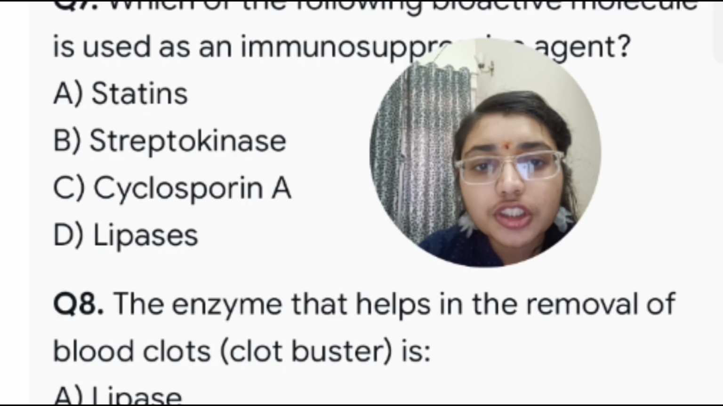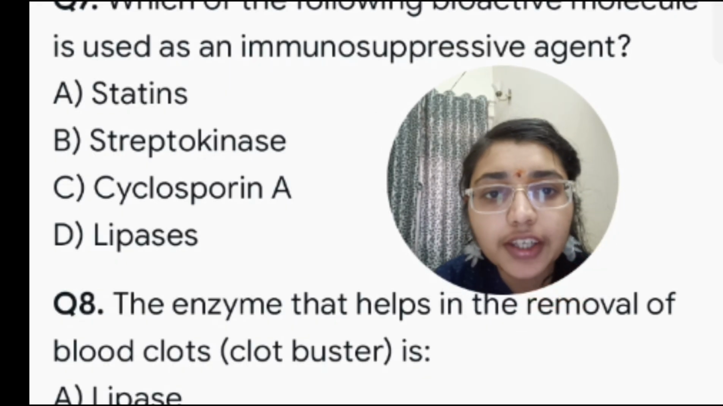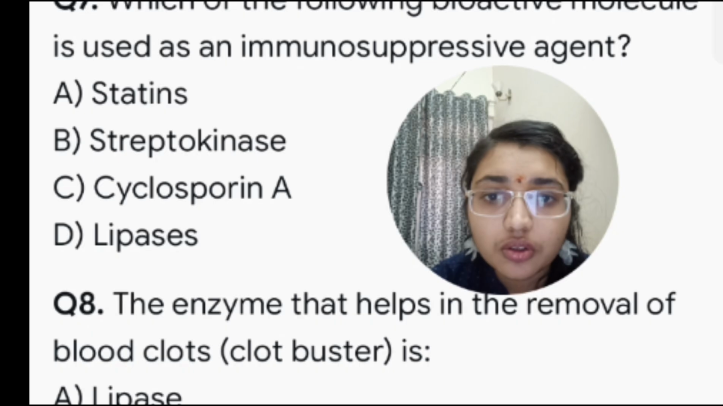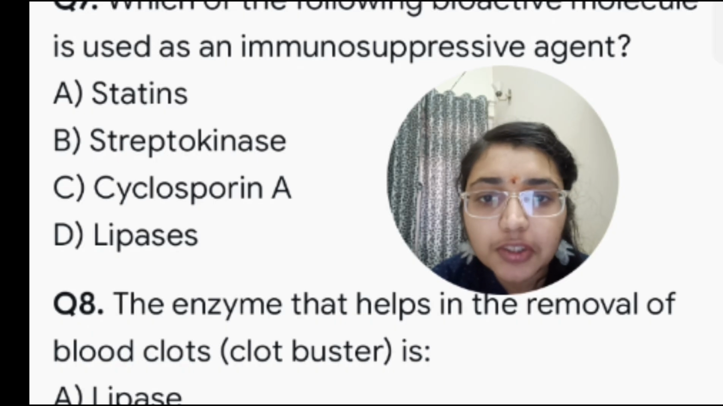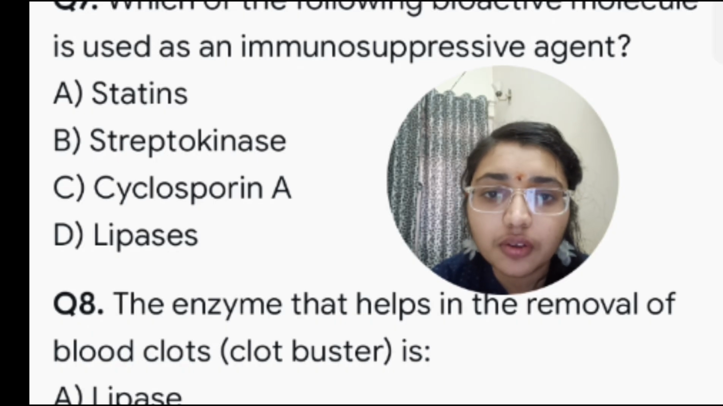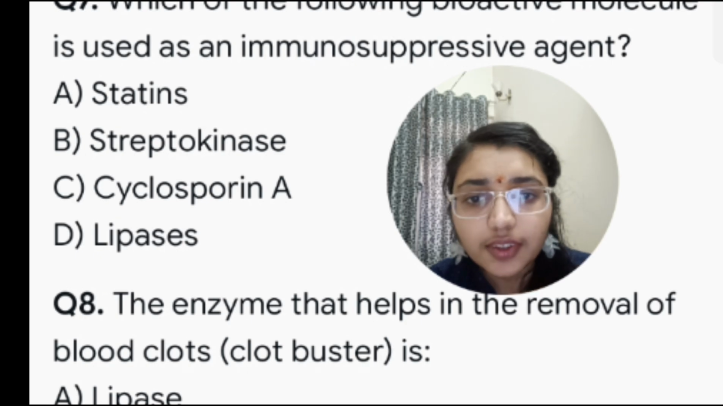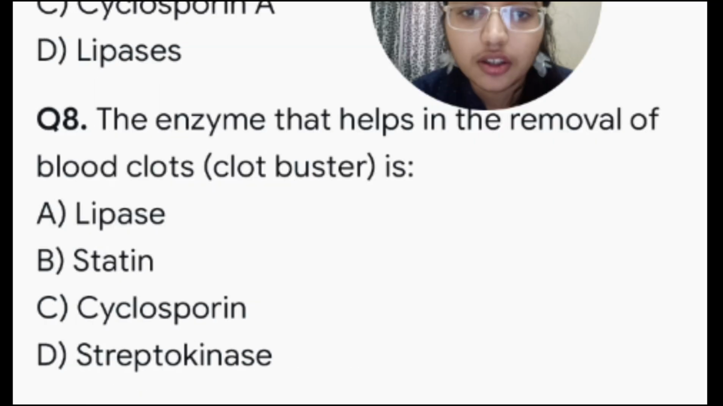So here the question is, which one of the following bioactive molecules is used as an immunosuppressive agent? So here the option is statin, option B is streptokinase, option C is cyclosporin A, and option D is lipase. So here the answer is cyclosporin A.